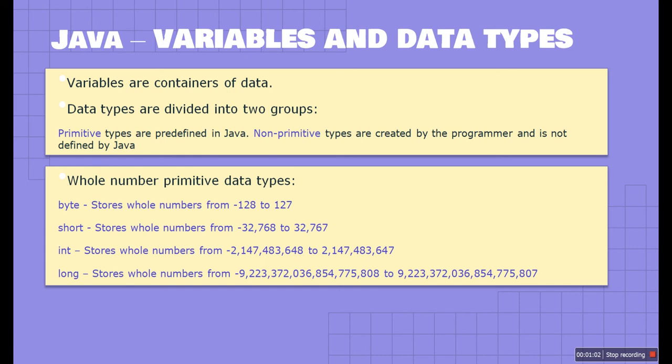So there are four different types: byte, short, int, and long. There is a maximum size each can store. Byte stores the smallest number, and long variables can store the largest of whole numbers. We'll use these data types in our program.